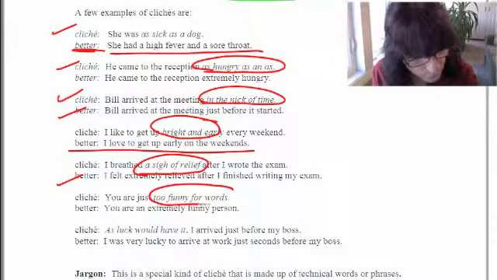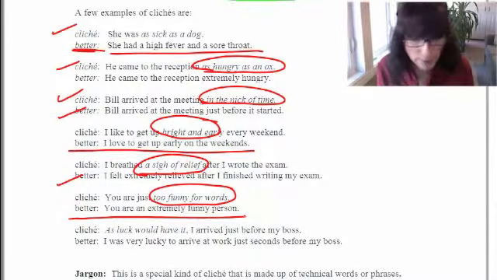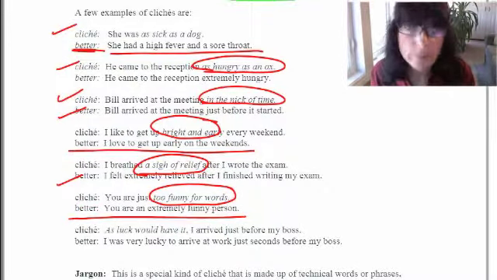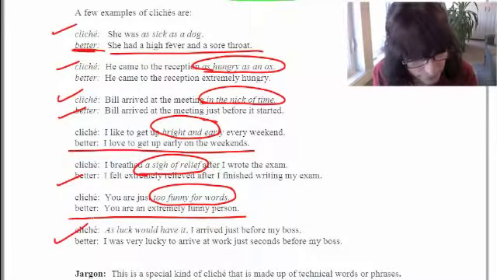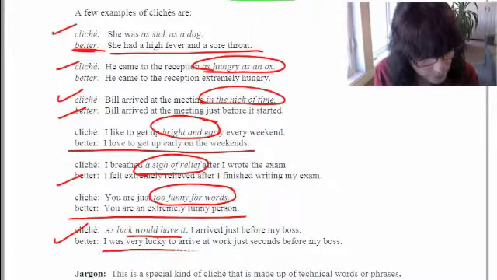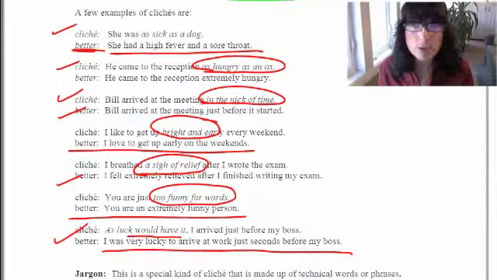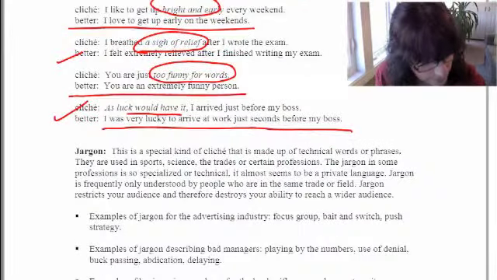You're too funny for words. There's another cliche. What I think you're trying to say, and it'd be much clearer, would be you're an extremely funny person. And the last example of a cliche, as luck would have it, I arrived just before my boss. It would be better to word it like this. I was very lucky to arrive at work just seconds before my boss. Much more effective. So try to avoid cliches whenever possible.